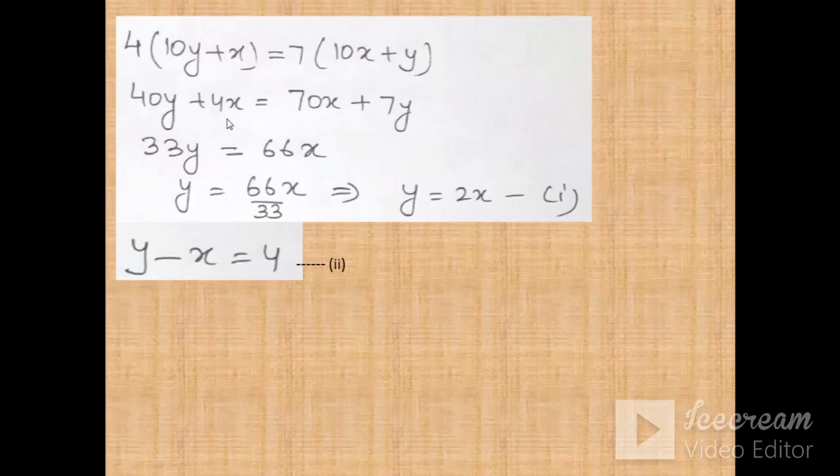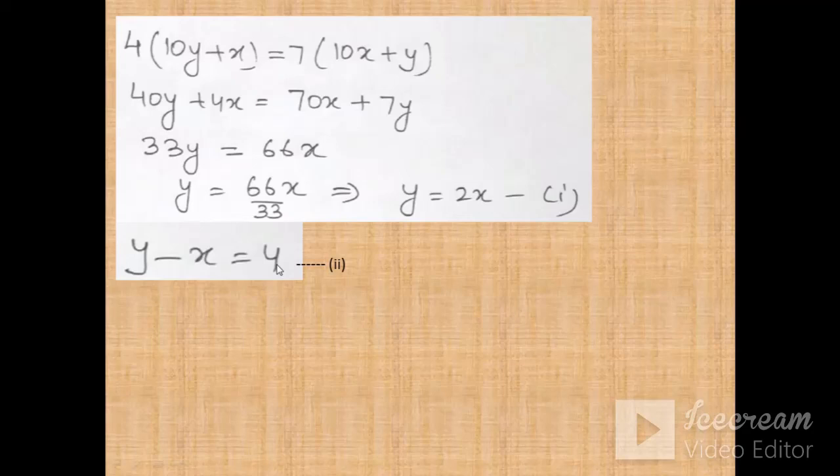So when we solve it, what we will get? y is equal to 2x. Now from here it is very much clear that the digit y is greater than x. Okay. So the second condition is the difference between the digits. So we have taken y minus x because from here it is clear y is greater than x. So y minus x is equal to 4.